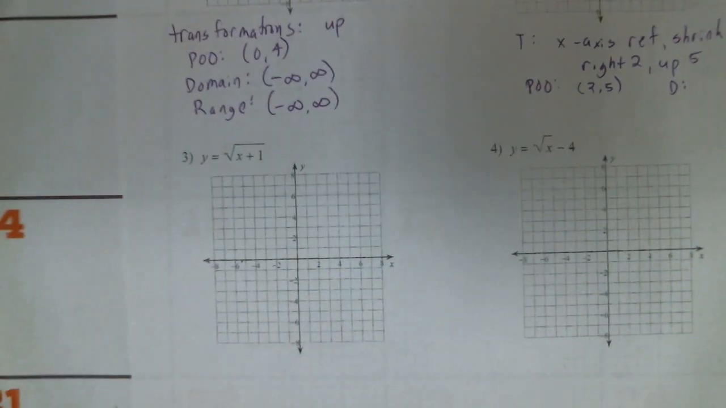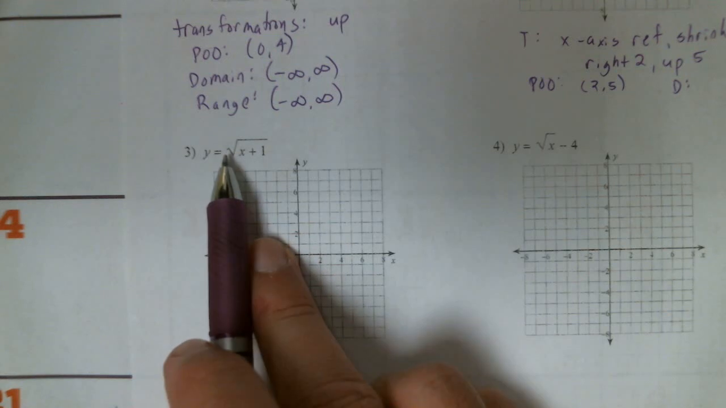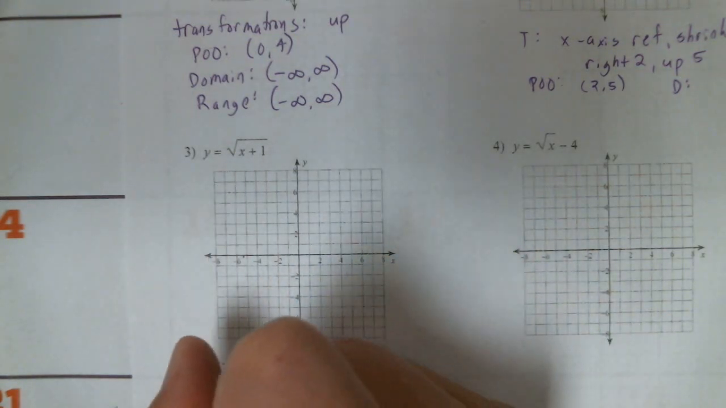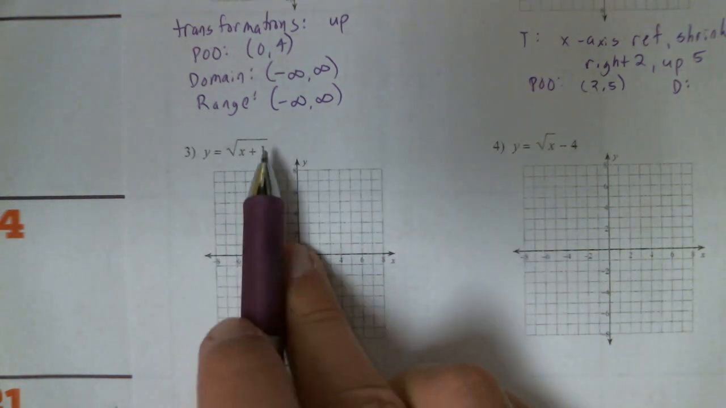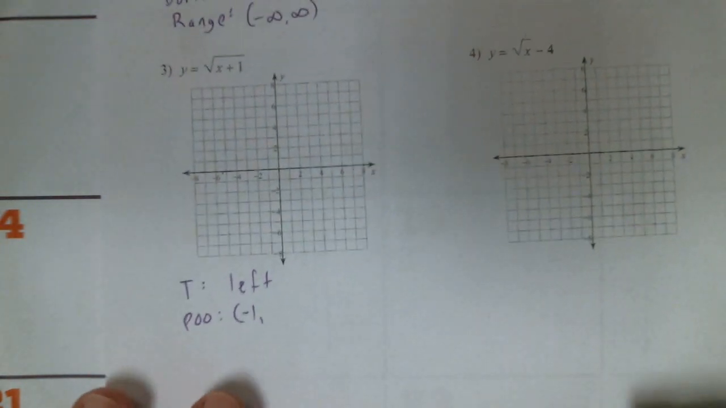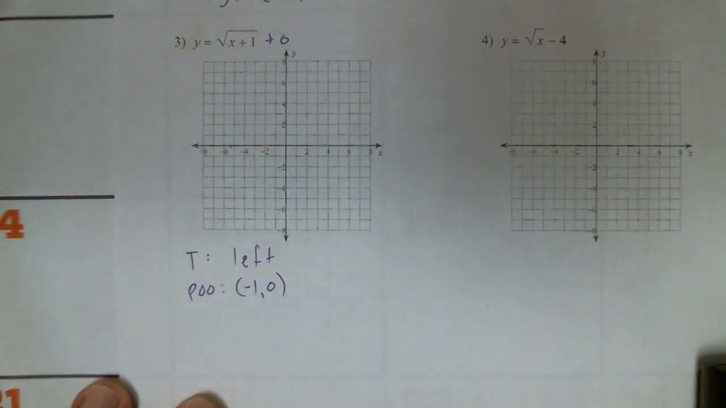Right. Number 3, transformations. No reflection, no shrink. All I have is left 1. That's it. My point of origin, flip that sign, -1. And then what's my k value? There's no k out here, so that's like +0. So my k is 0. So my point of origin is -1 comma 0.